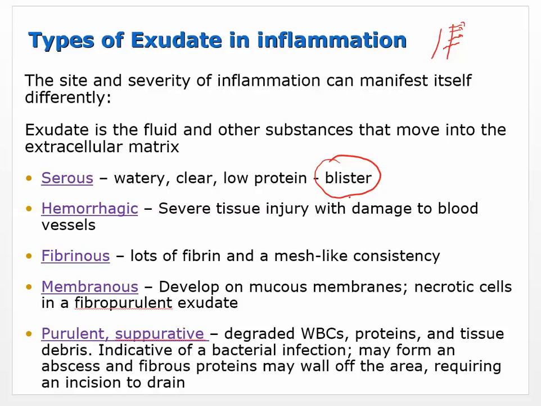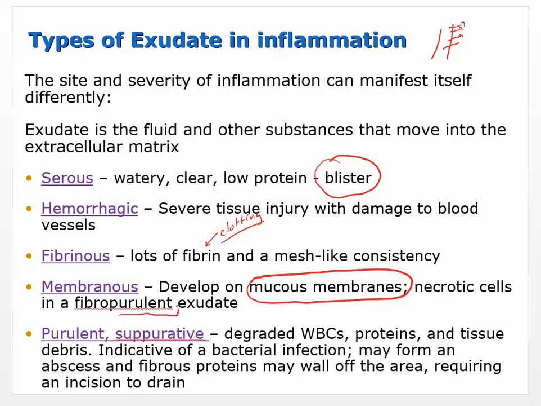Okay, fibrinous, lots of fibrin. Fibrin, we'll find out, is going to be involved in clotting. So that means that clotting may be taking place. It's trying to hold stuff together, and so it's going to have a mesh-like consistency. If we're describing that in a test question, then it will say that it has a mesh-like consistency, or grainy or something like that, and that's fibrinous. Membranous, the thing to remember for exam questions anyway, is that if mucous membranes are mentioned, then chances are we're talking about a membranous type of exudate. They develop on mucous membranes, with necrotic cells.